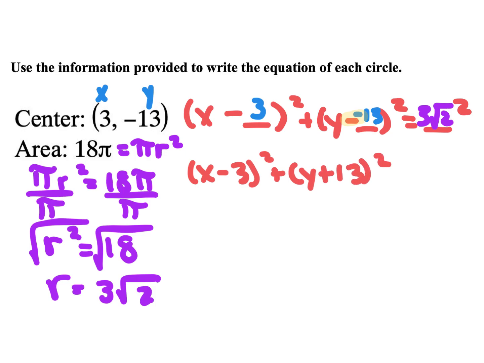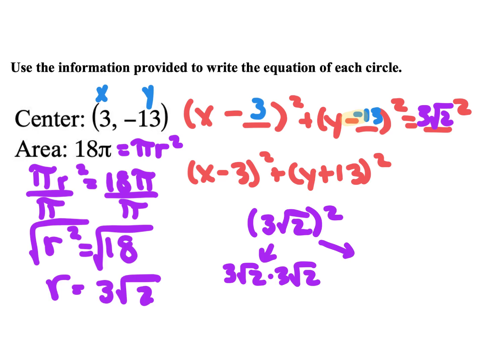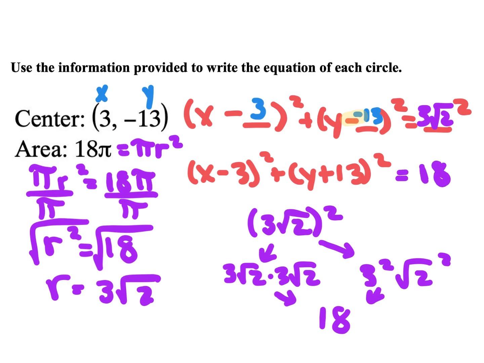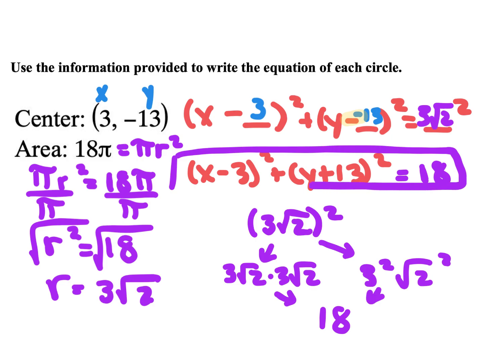And if I simplify this 3 root 2 squared, again, you can either think of it as 3 root 2 times 3 root 2, or 3 squared times radical 2 squared. But either way, you're going to get 18. So I can make it equal to 18 as your final answer.